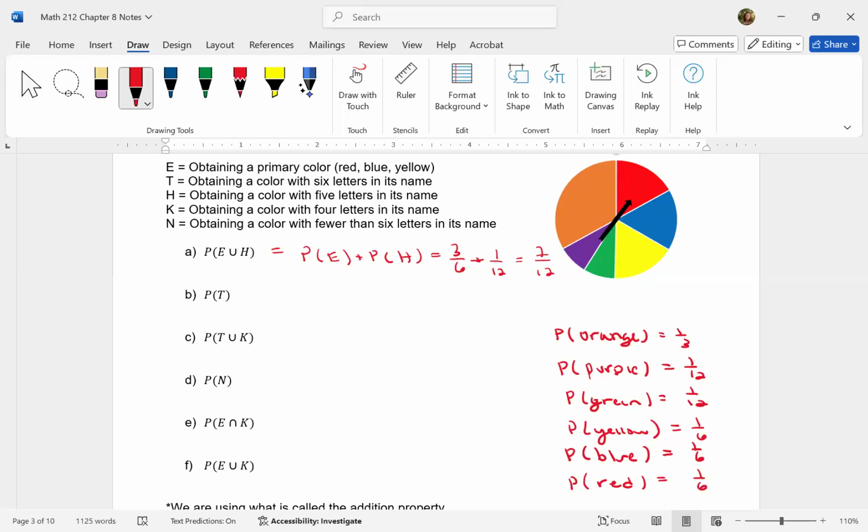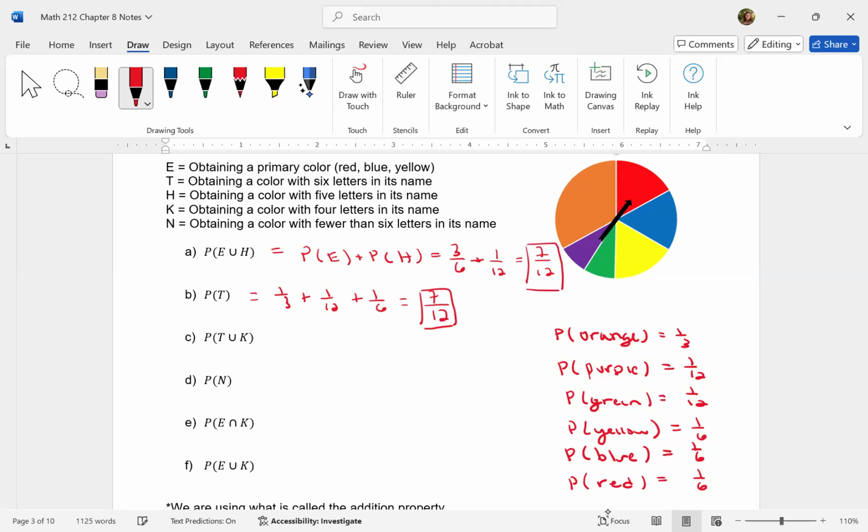Let's look at the probability of T, obtaining a color with 6 letters. I happen to know purple works. Orange also works, and so does yellow. So for the probability of T, we're going to total them up: orange, purple, and yellow. Common denominator would be 12, by the way. And that 1/3 would be 4/12 plus 1/12 plus 2/12. So 4 plus 1 plus 2 is 7/12 again. Interesting.